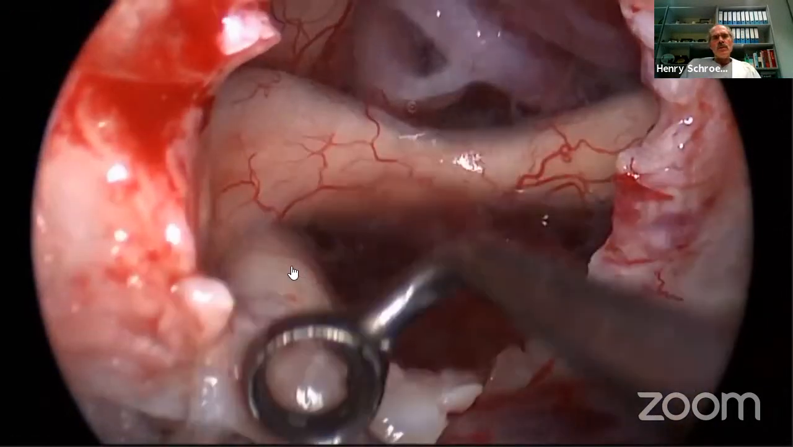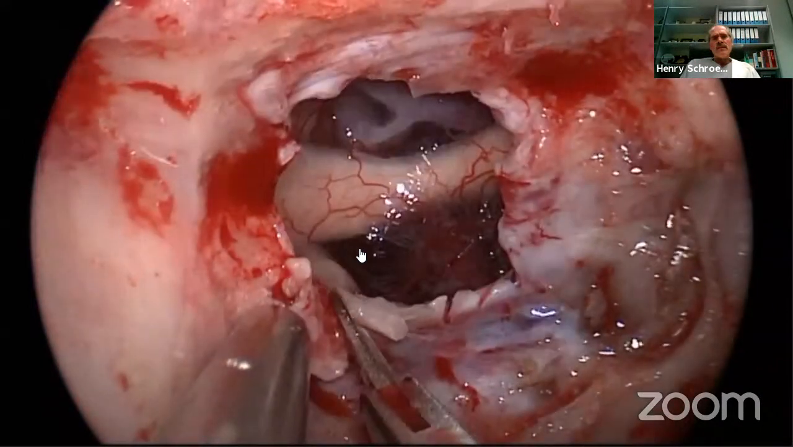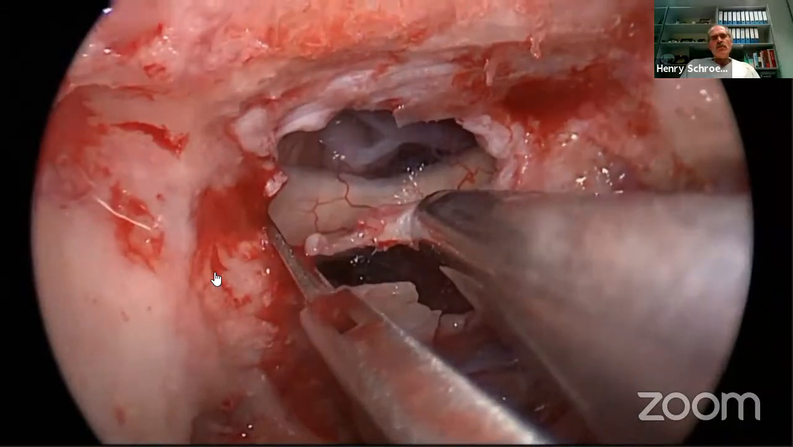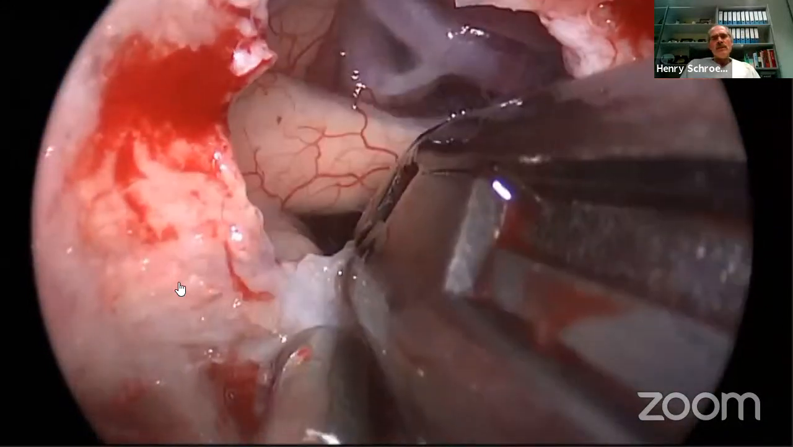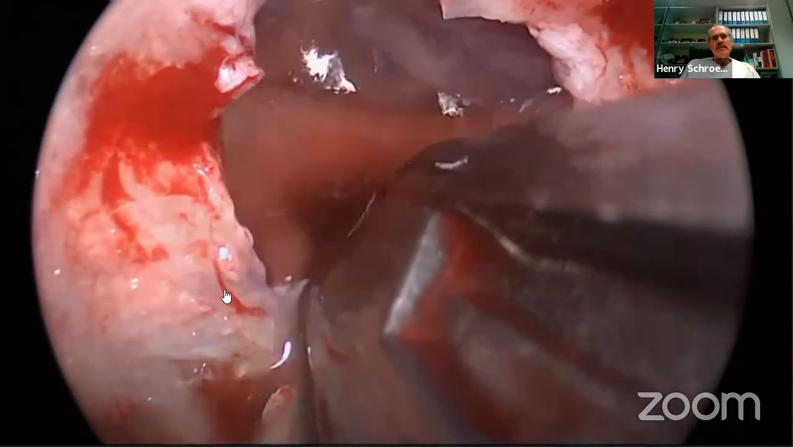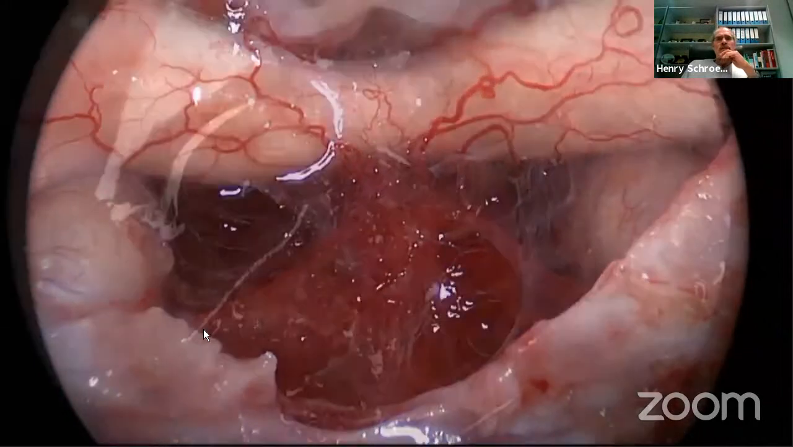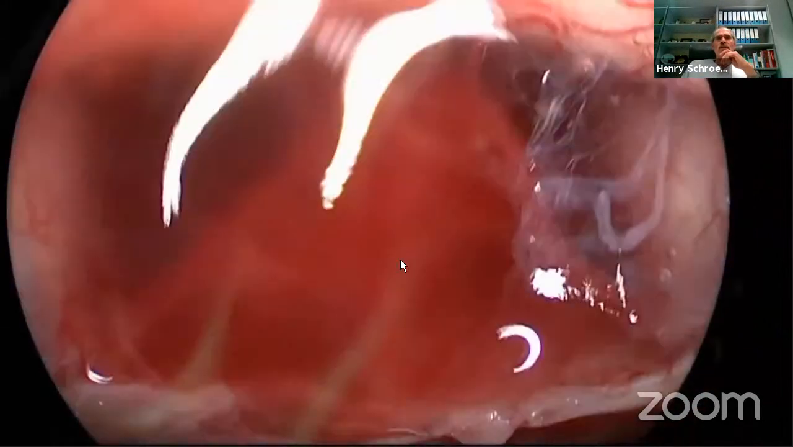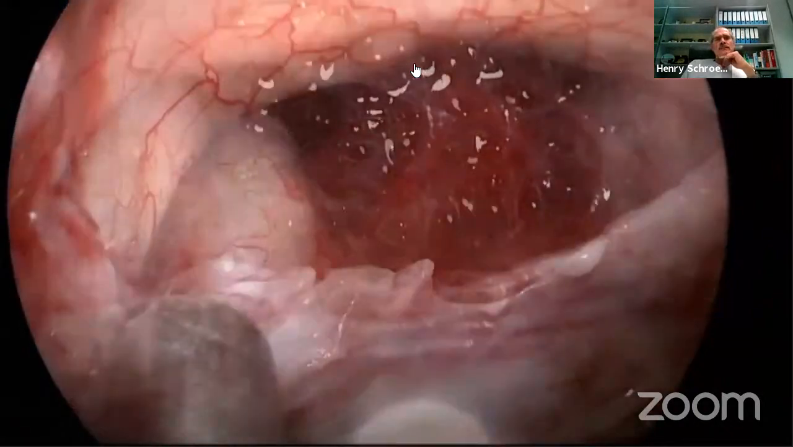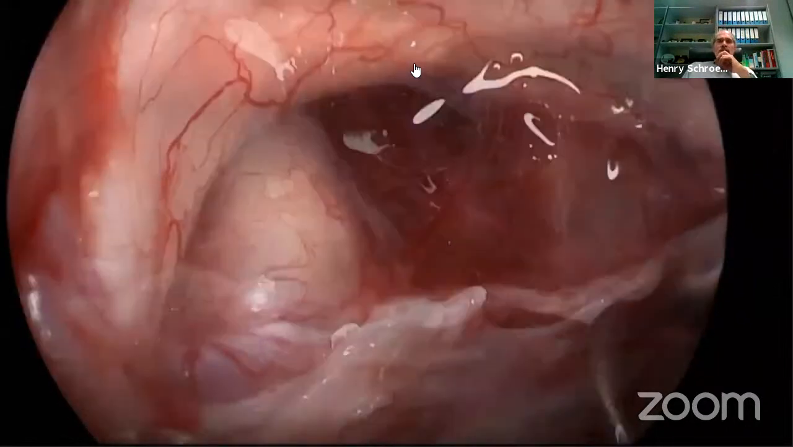Then we resect a little bit of the infiltrated dura. You have to be careful because here somewhere is the ophthalmic artery. With the curette, I remove more of the dura. And you see this is the view you have. You see the superior hypophyseal arteries, this is the stalk, and this is the chiasm. Everything looks good.